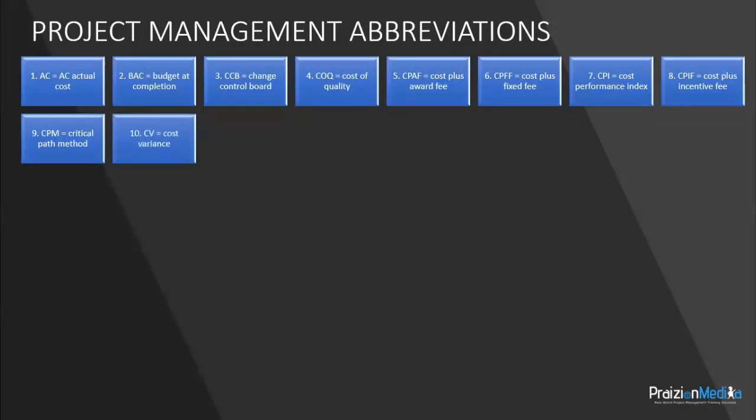Number 10, CV, cost variance. This is the difference between earned value and actual cost. In other words, it shows you how over budget or under budget you may be, or if you are on target. If CV is negative, that means you're over budget. If CV is positive, that means you're under budget. And if CV equals 0, that means you're right on target.